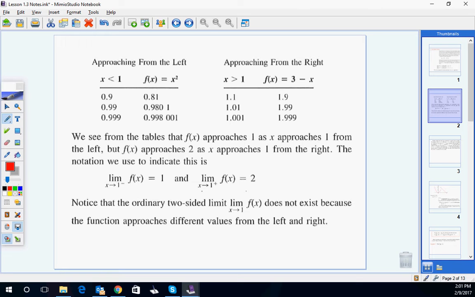So when we're doing this right here, that minus means from the left, negative. That plus means from the right. When doing one-sided limits, something you want to write down in your notes is that from the left is the negative symbol next to the number, and the plus sign is from the right. So if we were evaluating a limit at 1 for this graph, from the right would come from the 3 minus x graph, and from the left would come from the x squared graph.